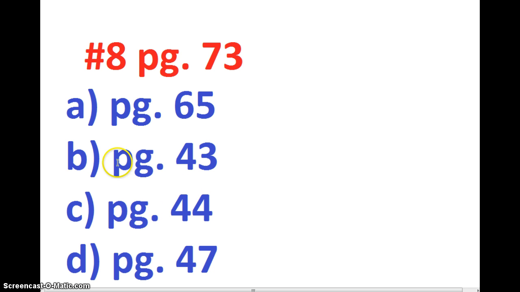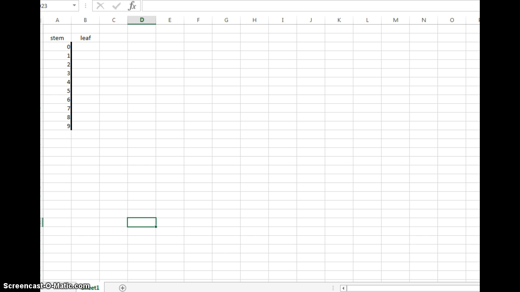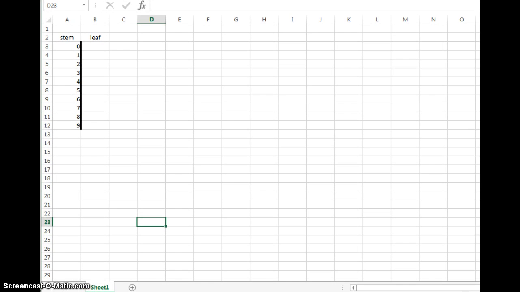For the stem leaf in part A, you don't have to use Excel. You could use Word, but you can use Excel for all of these. It can help making a graph easier. If you want to, feel free to use Excel.